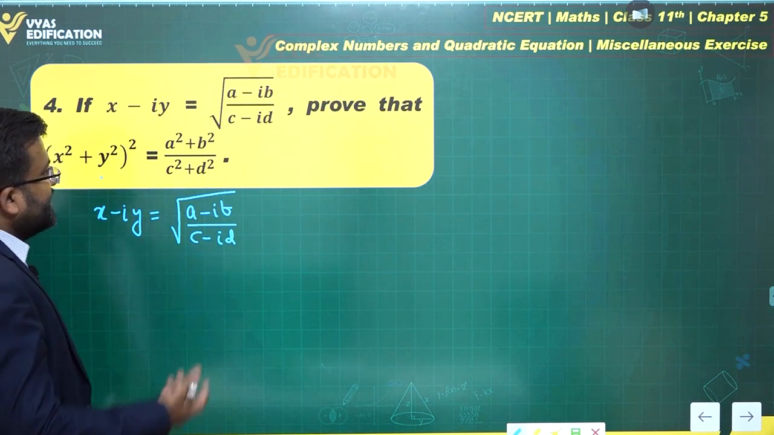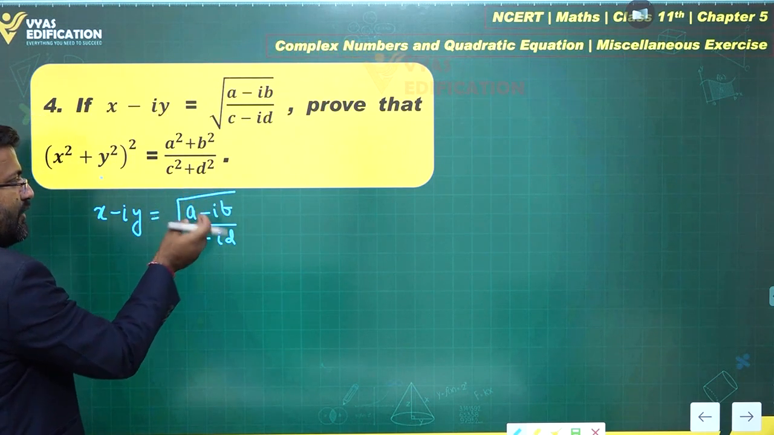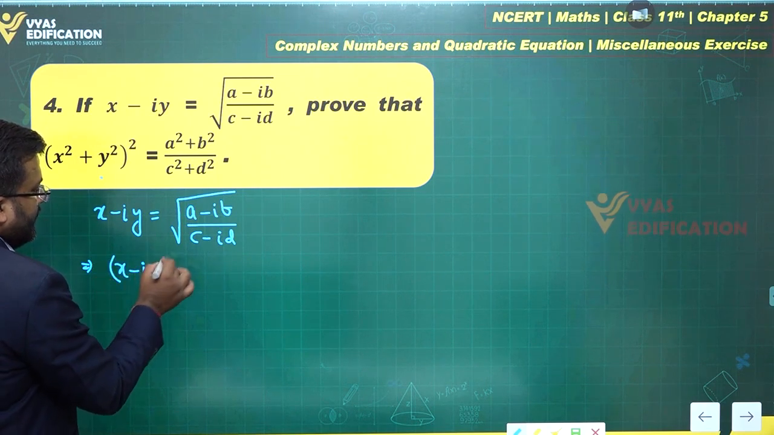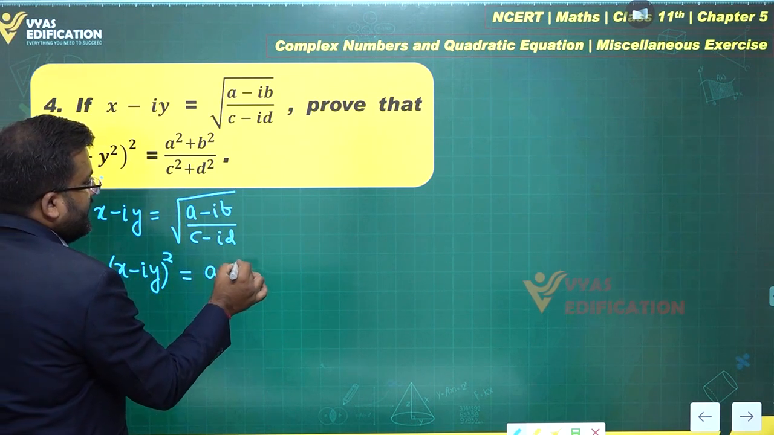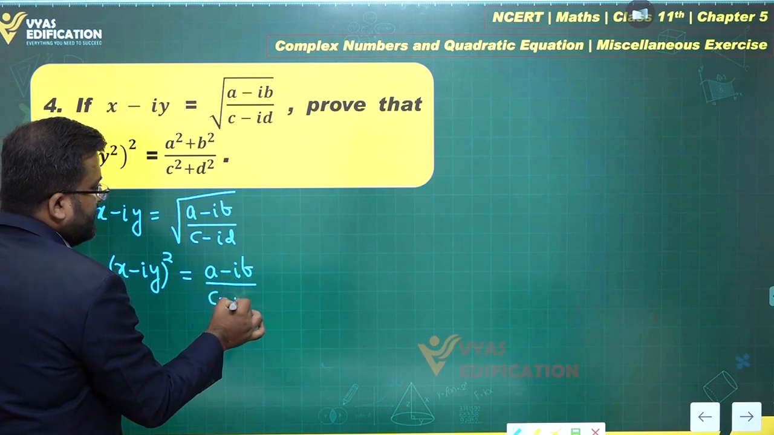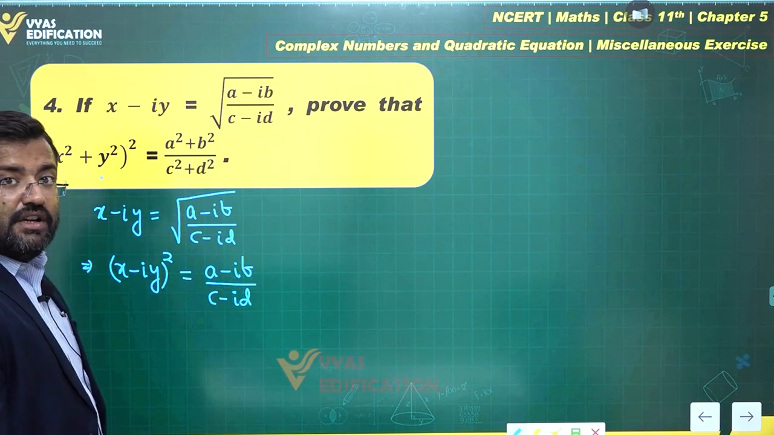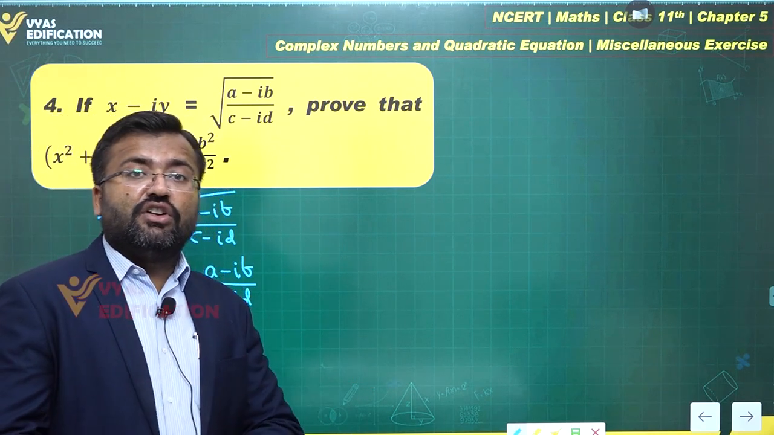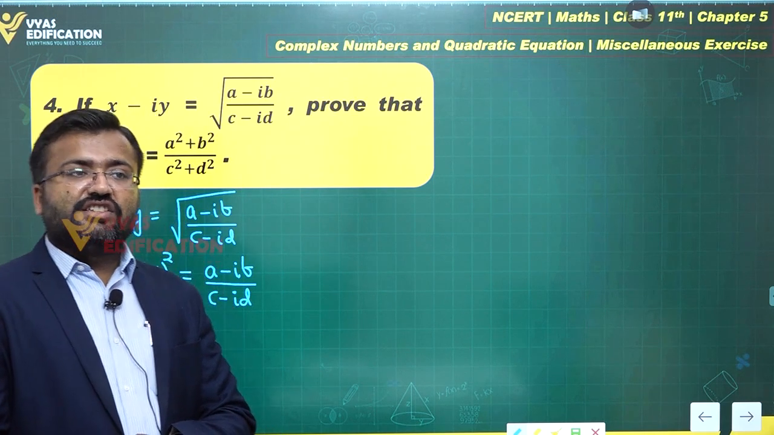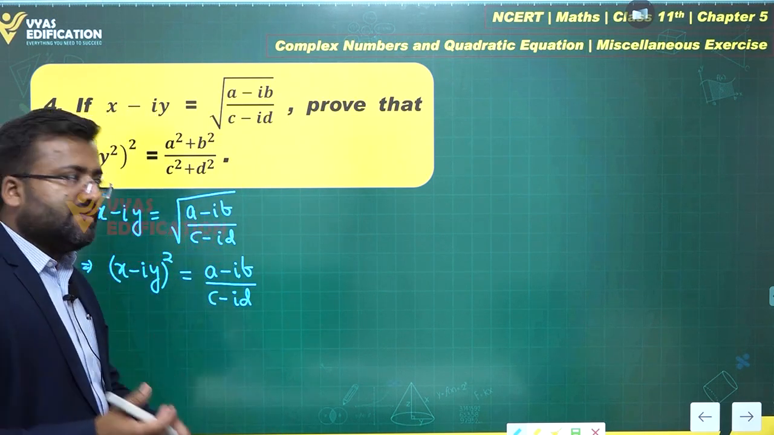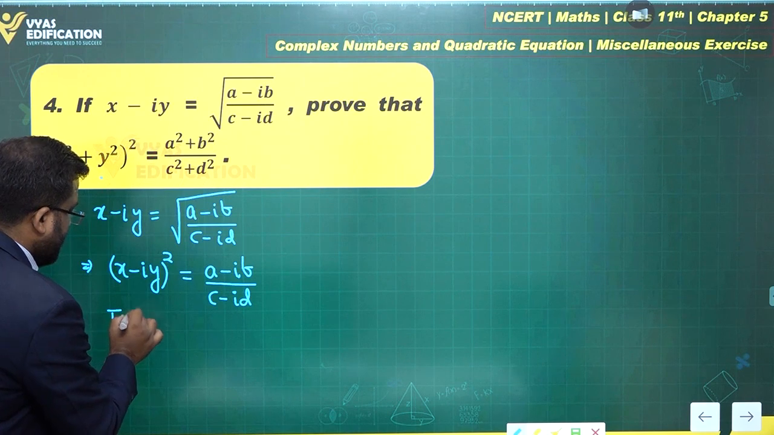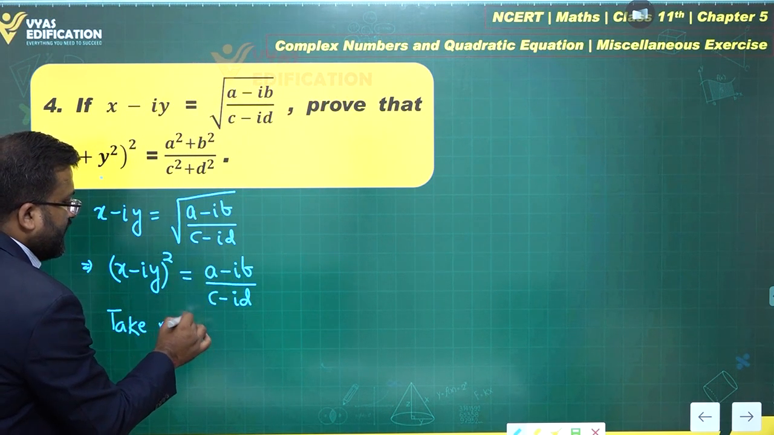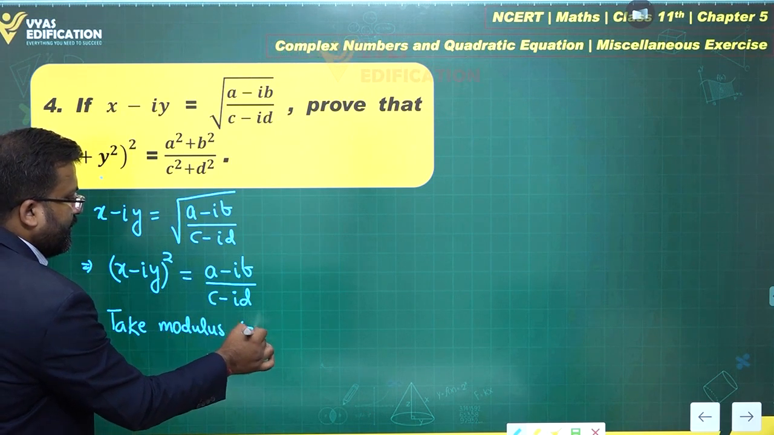We will go in that direction, but first let's remove this square root and write it as x minus iy whole square equals a minus ib over c minus id. Once I reach this stage, there are two complex numbers on both sides, LHS and RHS. Since this is equal to this, their modulus would also be equal. So, take modulus both sides.